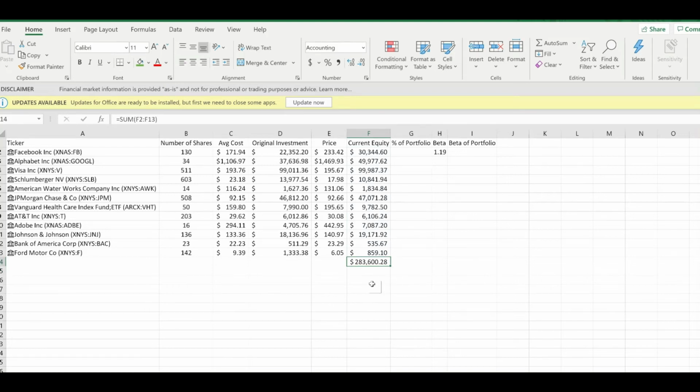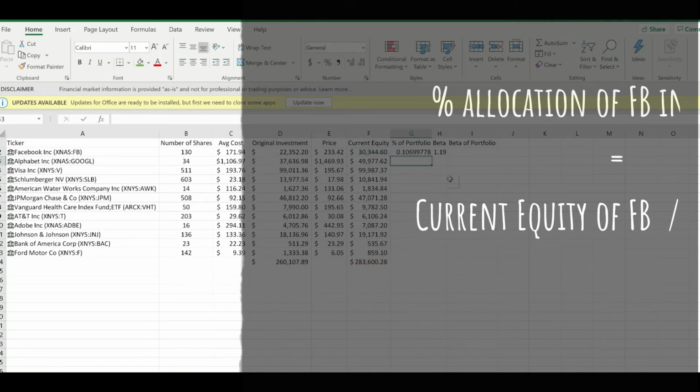This portfolio now is worth $283,600, and my original investment was how much? 260,000. So I have some gains. Good. So let's calculate the portfolio percentage. So I want to find the percentage of Facebook in my portfolio. So F2 divided by overall number, and I get this.